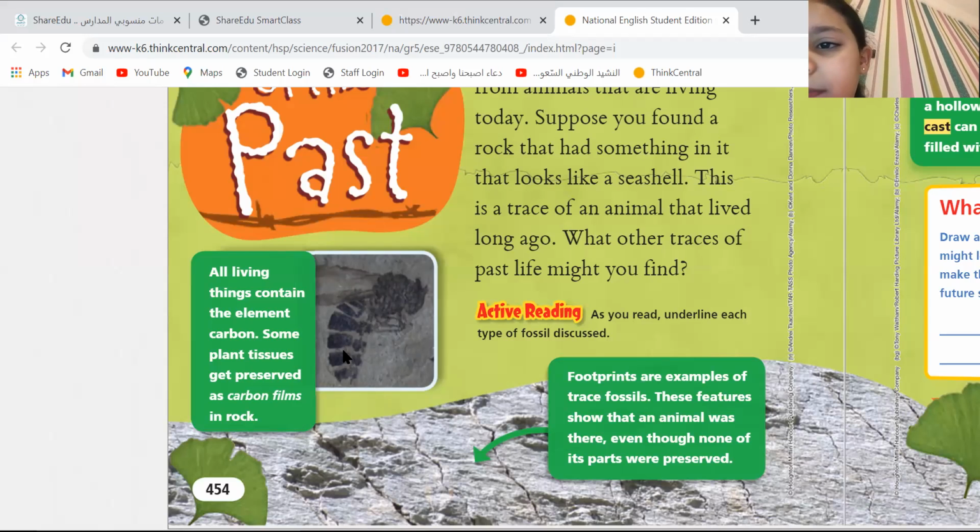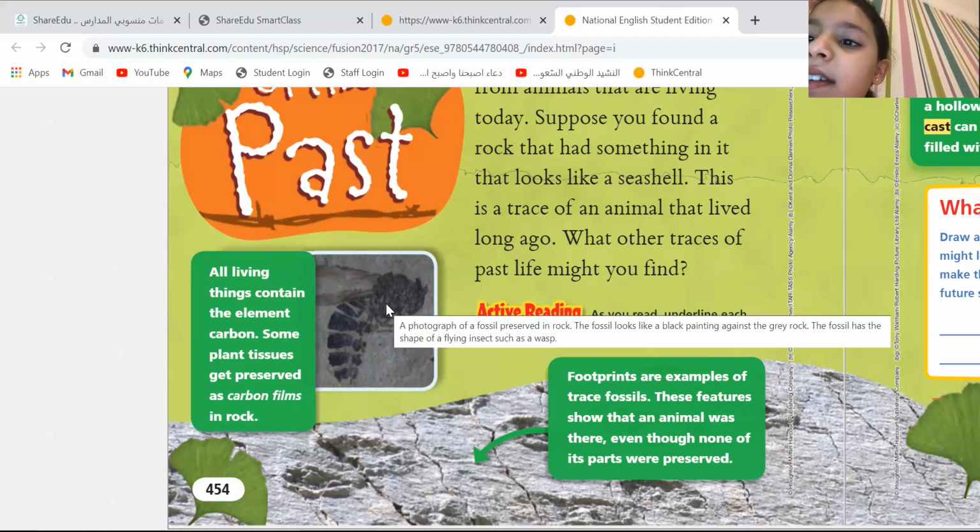It's like something was dead in there. Who? A bee. Yes, it looks like a bee.